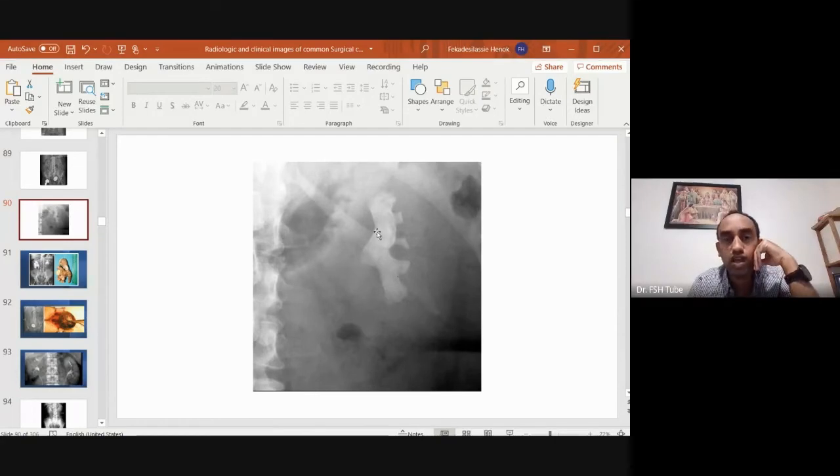Staghorn. Yes, Staghorn calculi. Excellent. So we don't see any contrast agent. It could also be contrast. So retained contrast with PUJ obstruction: if there is PUJ obstruction, you don't see the contrast going down because there is obstruction at the PUJ. And this could be the dilated pelvicalyceal system. One can argue like that.